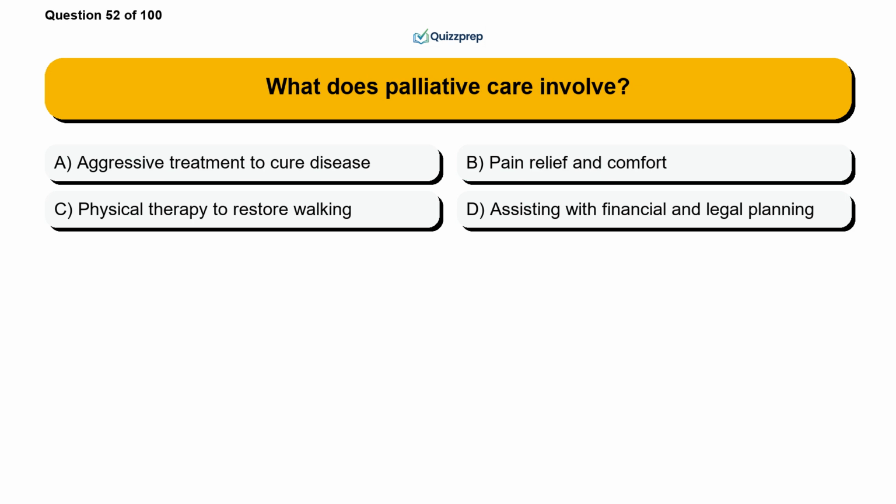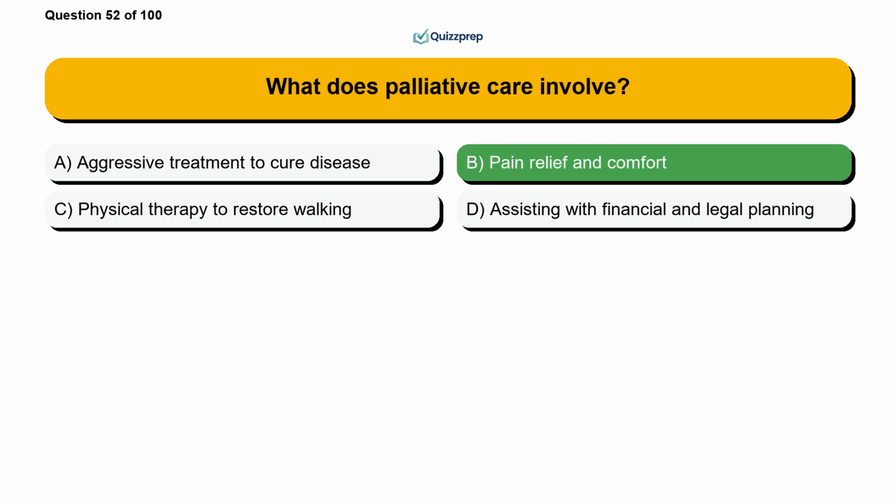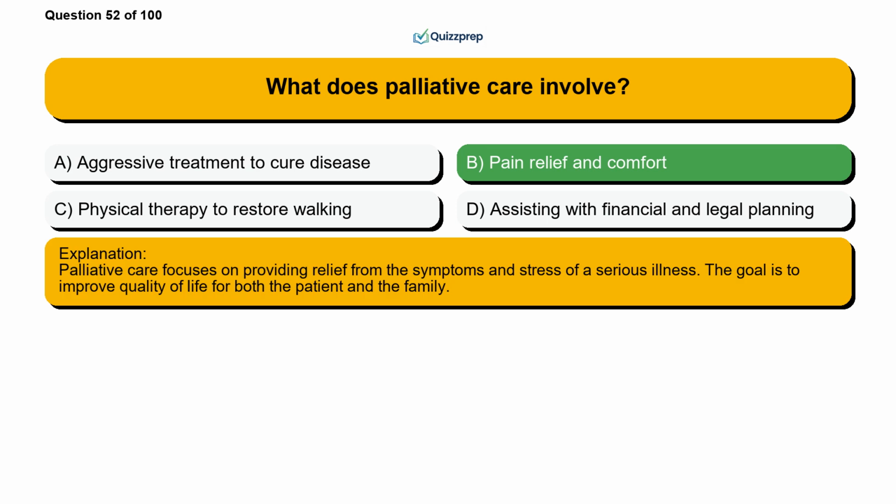Question 52. What does palliative care involve? Option A, aggressive treatment to cure disease. Option B, pain relief and comfort. Option C, physical therapy to restore walking. Option D, assisting with financial and legal planning. The correct answer is option B, pain relief and comfort. Palliative care focuses on providing relief from the symptoms and stress of a serious illness. The goal is to improve quality of life for both the patient and the family.